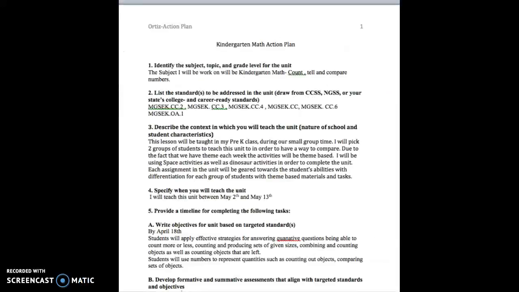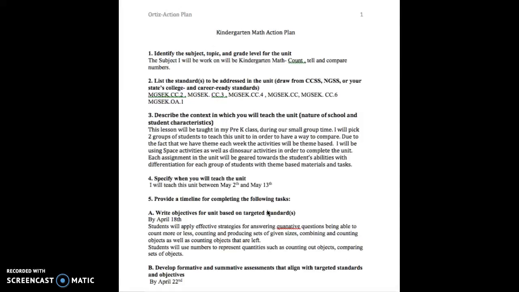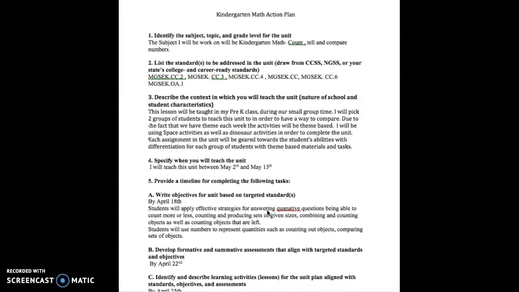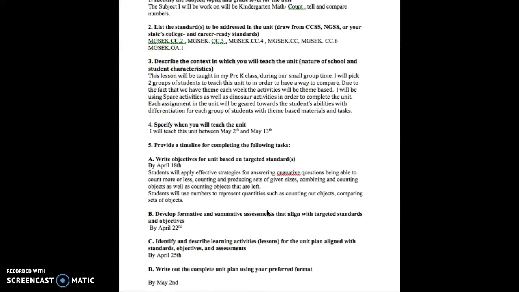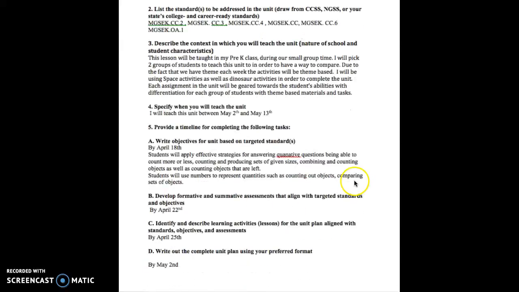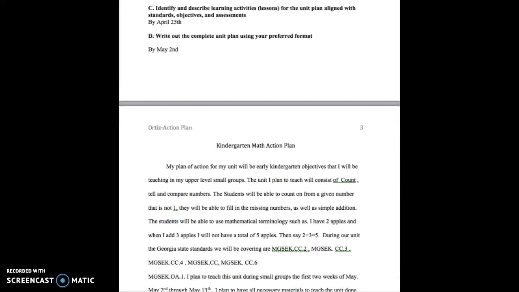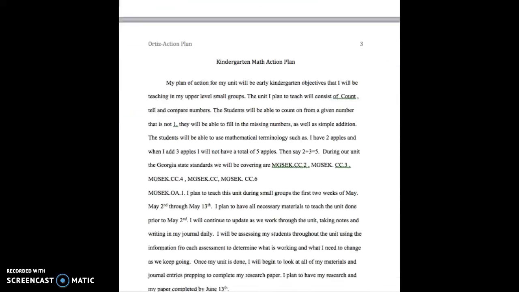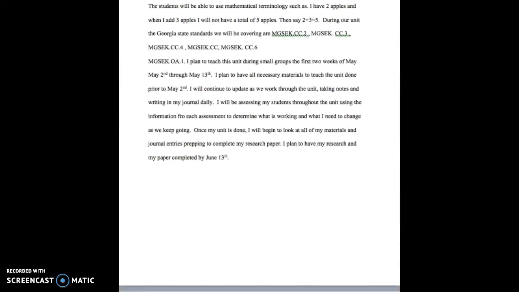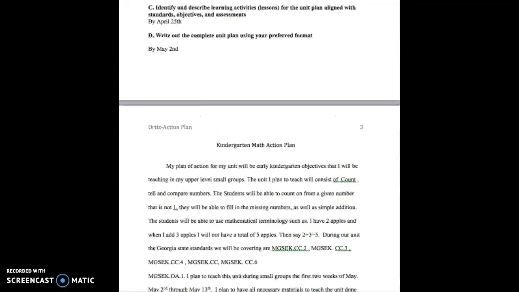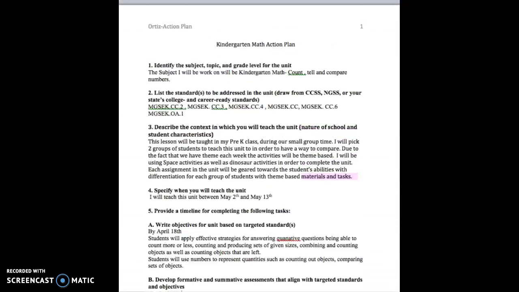Here is just a little action plan that I had to do for pre-K that talks about skills, how I plan, and when I plan on teaching these skills, just different things as well, other ways to show what I plan on doing with my pre-K kids, with my kindergarten action plan as well, to get them prepared for their math skills for kindergarten.